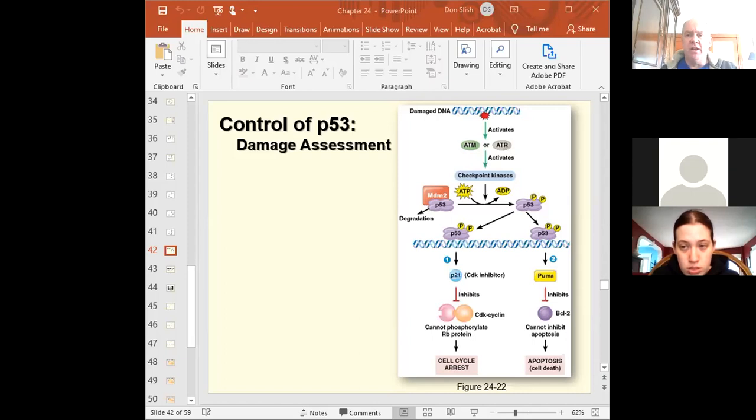P53 is regulated similar to beta-catenin. It's constantly made and constantly broken down, okay? Why would a cell do that? Let's open this to the crowd.